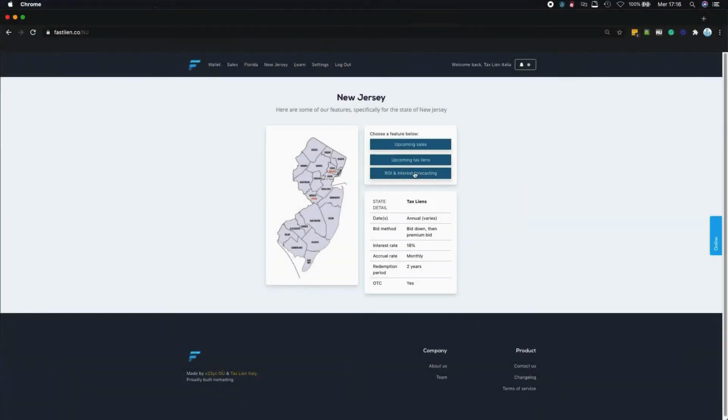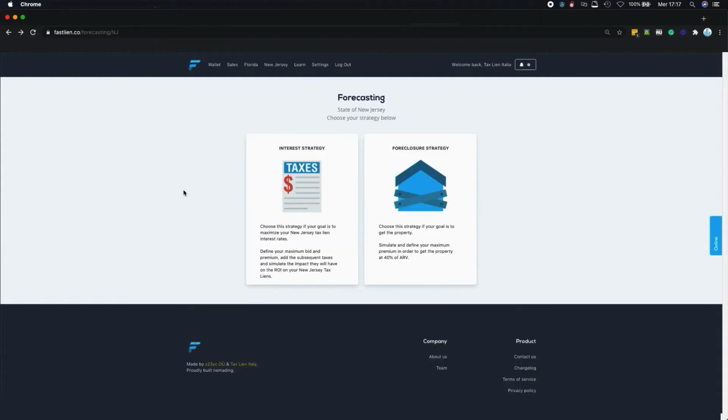Okay, so another very interesting tool that we made especially for New Jersey State is our ROI and interest forecasting calculator. Let's click on the button. On this page, you can see there are two strategies that you can use in New Jersey when you buy tax liens. There is an interest strategy. This is very, very interesting. It's a unique tool that we have developed, and there is no other software that has this kind of tool available.